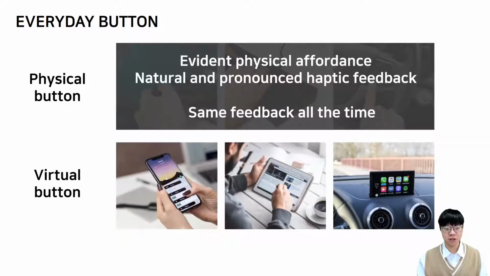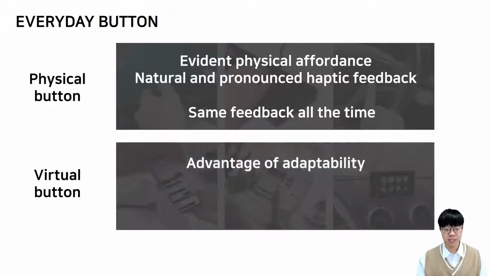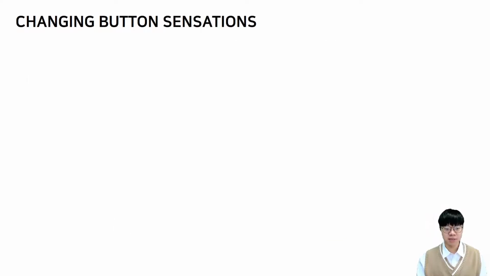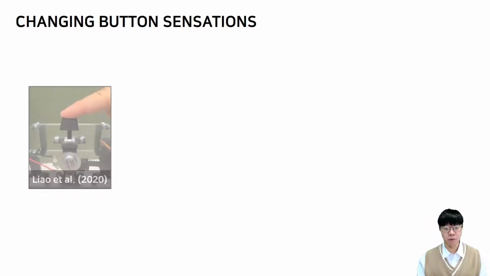Another type, the virtual button, displayed on the touchscreen with additional vibration, offers the advantage of adaptability, but it lacks the physical affordance and clear haptic feedback. To improve on this drawback, some researchers modulate the kinesthetic response of a physical button by adding a force actuator. But this system is complex and costly.